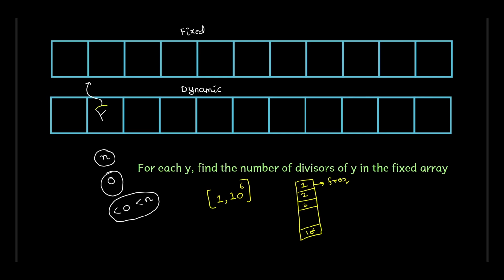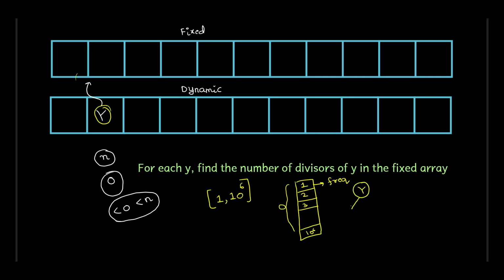Then for a fixed element y, how many elements can divide it from this fixed array? So of course those elements have to be one of these numbers up to 10 to the power 6 with greater than 0 frequency. But what are the elements that can divide a particular number? Those are nothing but its divisors by definition. So the problem is now, how do you find out all the divisors of y?